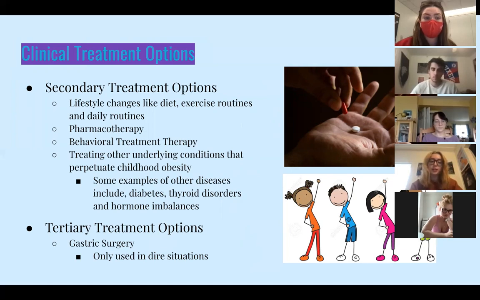Behavioral treatment therapy, going to a therapist or psychiatrist, and then treating other underlying conditions that can perpetuate childhood obesity, such as treating disorders like diabetes, thyroid disorders, and hormone imbalances. A tertiary treatment option that is only really used in dire situations, and if obesity still persists through adulthood, is gastric surgery, but this is only used in very dire situations.